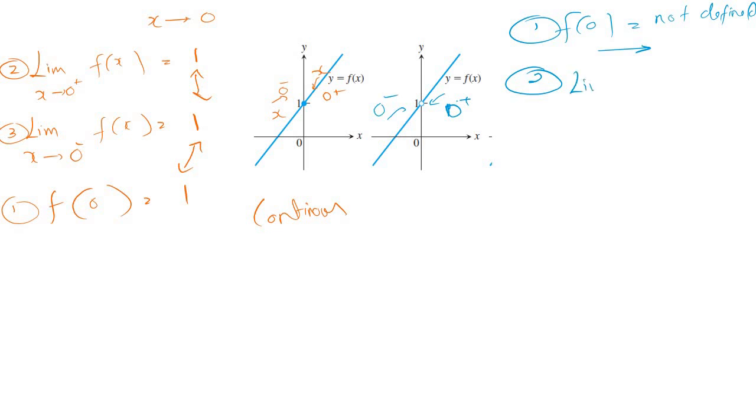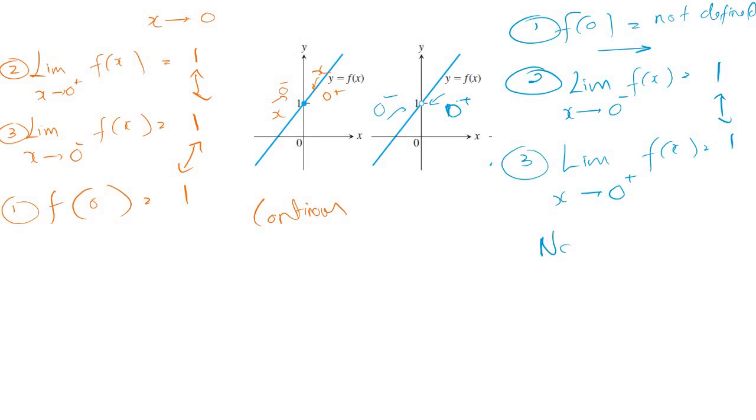The limit as x tends to 0 from the negative side is equal to 1, and the limit as x tends to 0 from the positive side of f(x) is equal to 1. Though these are equal to each other, since the function is not defined at x equals 0, this is not continuous.